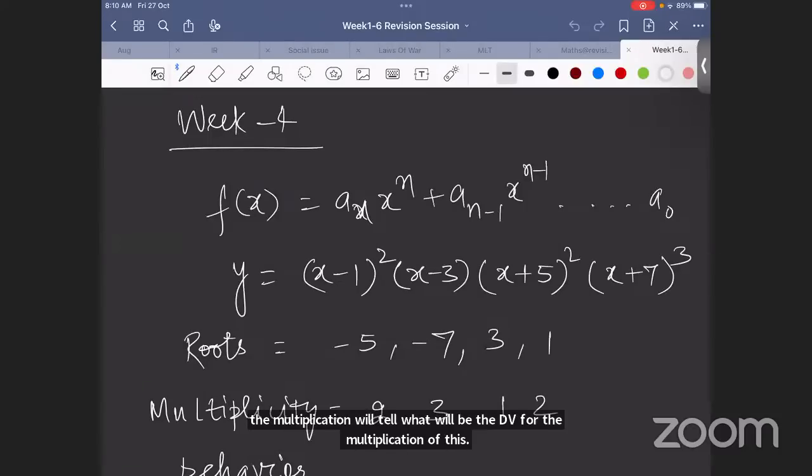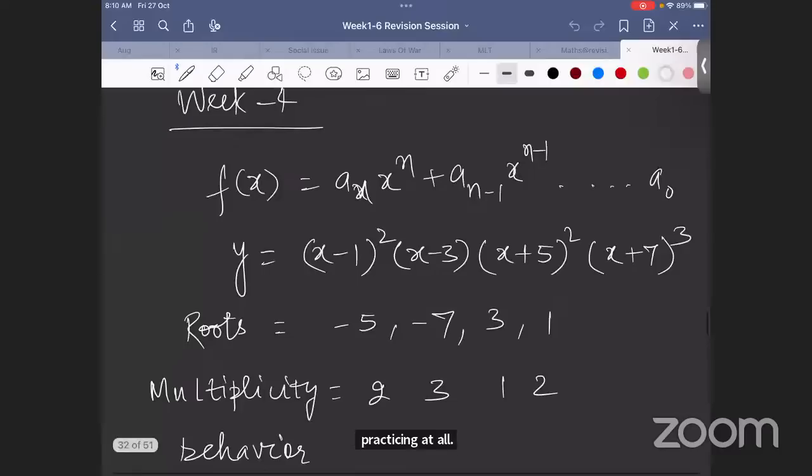What will the degree be if you are summing up, subtracting, or dividing? This type of problem, the four or five types I told you about, are the most important problems that you should be practicing. You can't miss these at all. So I'll just discuss some concepts here and the remaining time we'll be discussing some problems.